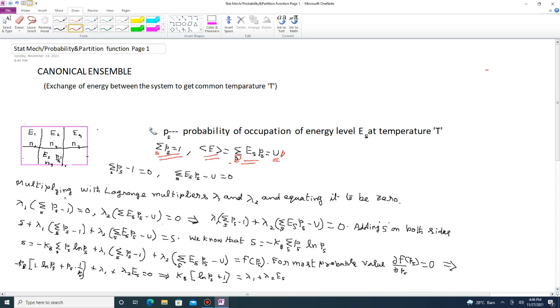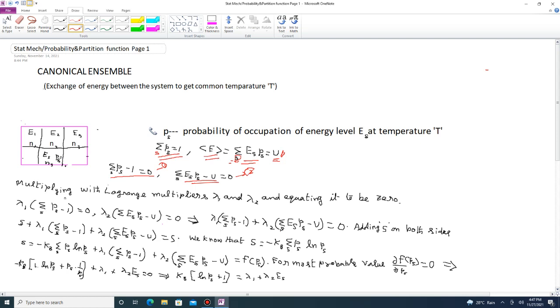Now since the summation over Ps is equal to 1, if we take 1 to the other side, we get the equation summation over S of Ps minus 1 is equal to 0. From the second equation, summation over S of Es Ps minus U is equal to 0. So you have two equations. This is equation 1, and this is equation 2.